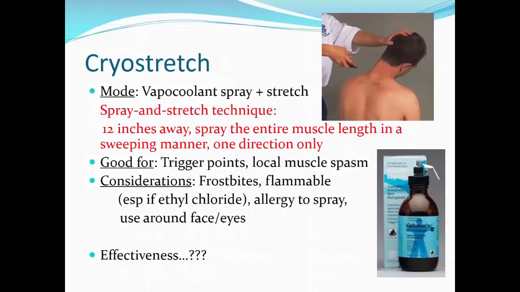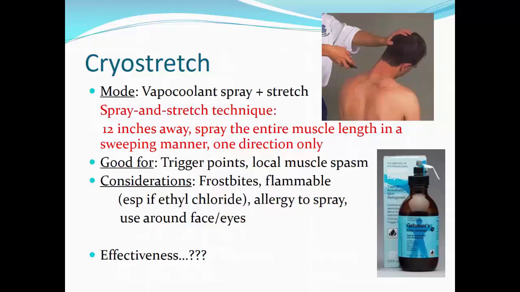Cryostretch is the use of vapocoolant sprays, a liquid that quickly evaporates and cools the skin. It is applied to the skin while the underlying muscle and fascia are simultaneously stretched. Cryostretch is used for treating trigger points, local muscle spasm, and other myofascial conditions.